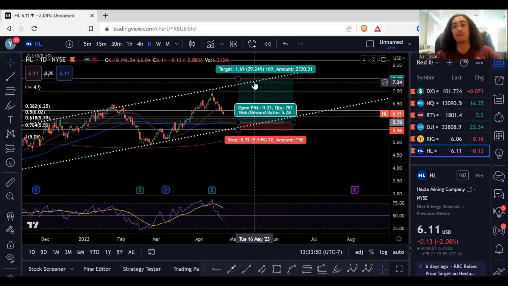So remember, this is not financial advice. Don't do anything stupid with your money. Don't risk anything more than you can afford to lose, and always use a stop loss.